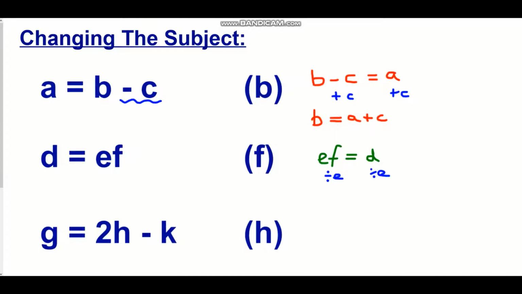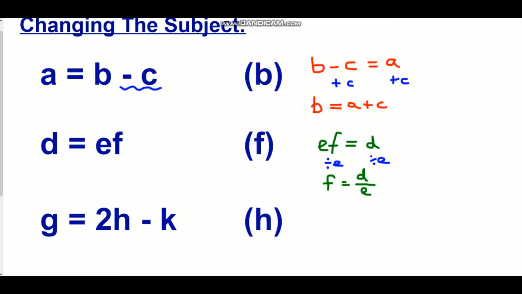And then our final little step here is F is equal to D divided by E. We tend to write it as a fraction because as we progress in algebra, there's less and less use for the division sign. Okay, so F is equal to D over E, which just means D divided by E.